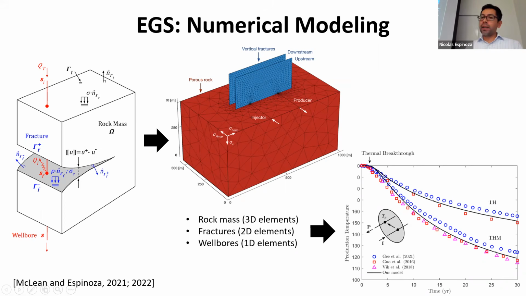However, if you put mechanics into the picture, it turns out that production temperature is going to be a lot lower. Why? Because the fracture is opening more and most of the fluid is just going through the middle and it's not taking any heat.